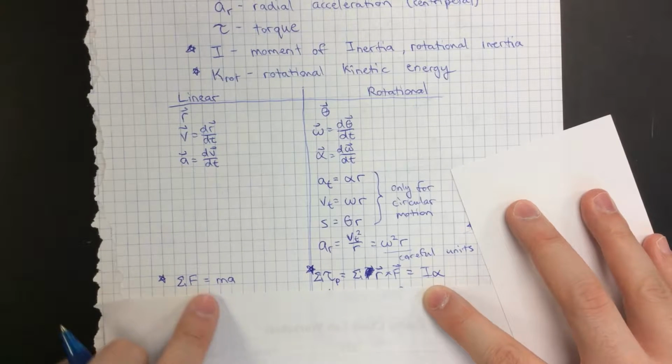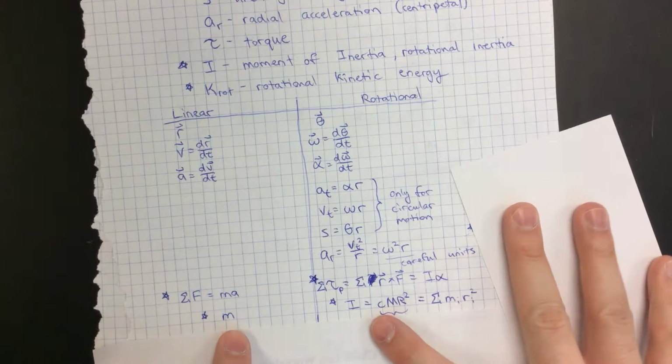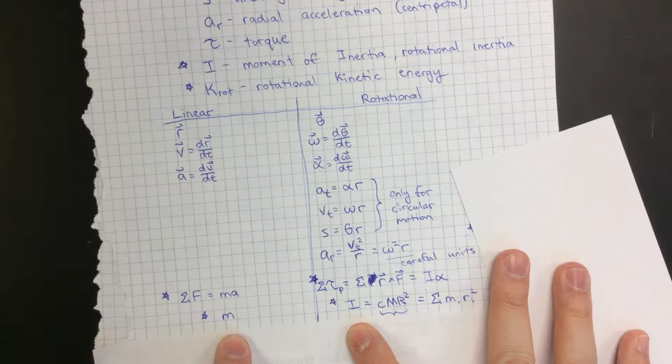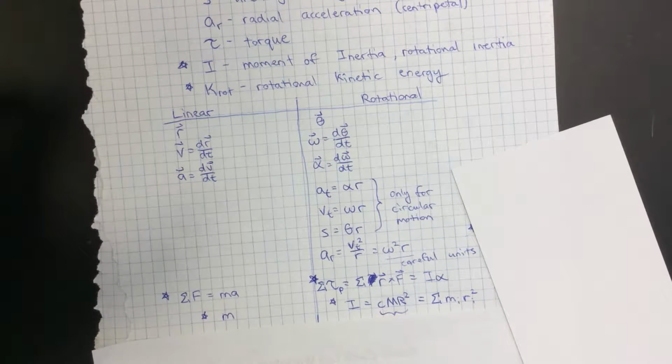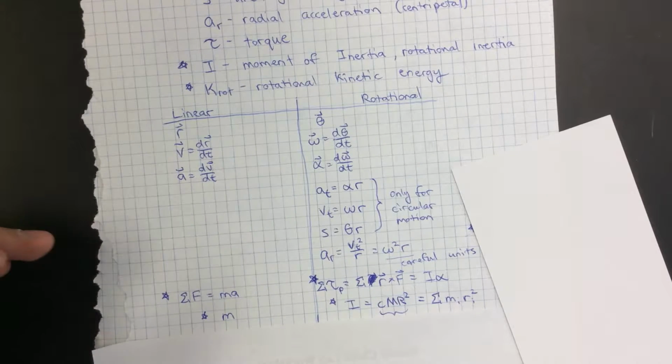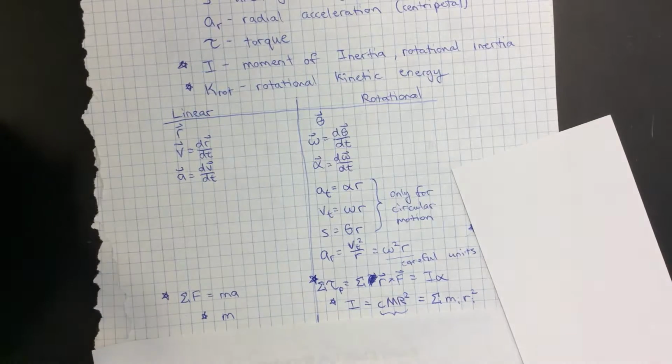So moment of inertia, if you compare these two, is kind of like a mass. It's like a rotational mass, a rotational inertia. So if you look at mass, the more massive something is, the less it accelerates for a given force. Rotational inertia is the same idea. The more rotational inertia something has, the harder it is to start it spinning or stop it from spinning with a given amount of torque.